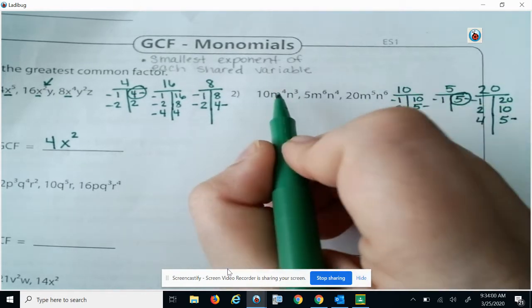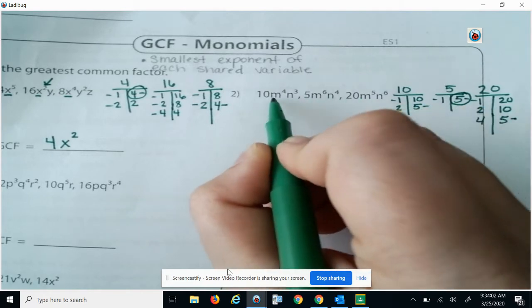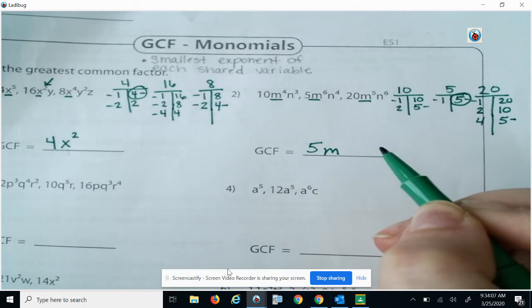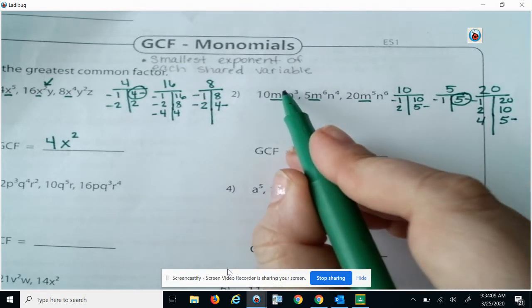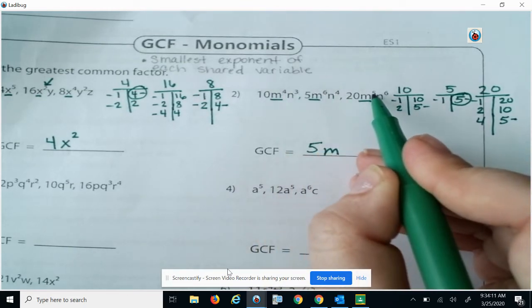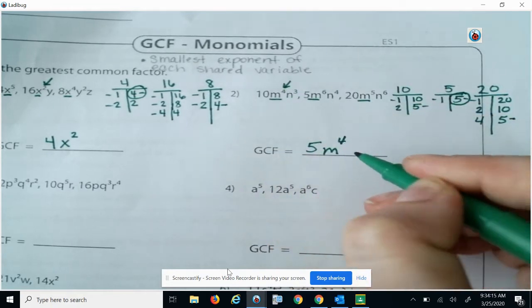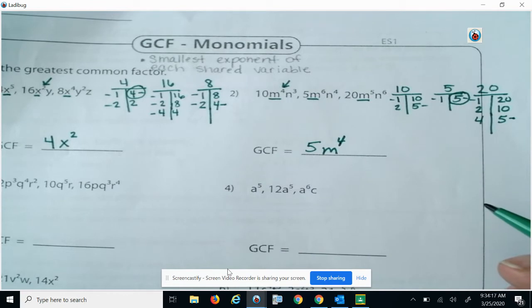And then our shared variables, m, m, m. Yes, they all have an m. And then look for your smallest exponent. I have 4, 6, 5. 4 is the smallest, so m is going to get the exponent of 4.